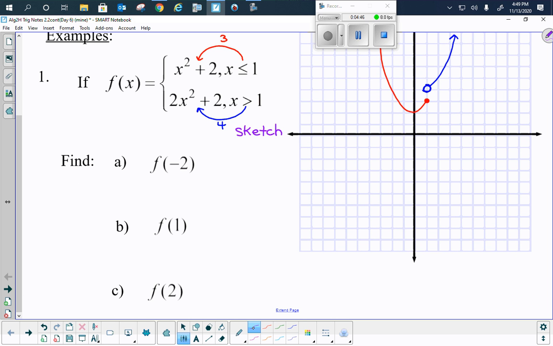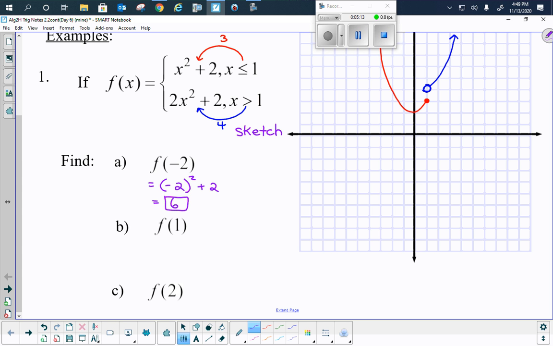So if I asked you for f of -2, well, first thing you've got to check is the domain. Would -2 fit in the top or the bottom equation? Look at the domain. -2 is less than 1, so you should be plugging this into the top function. You would be saying -2 squared plus 2. So f of -2 would be 6.